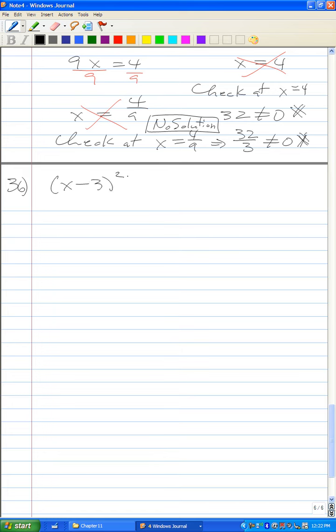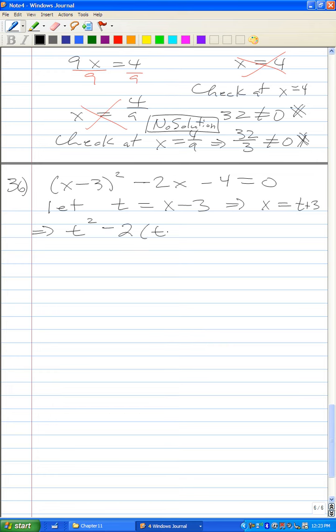(x - 3)^2 - 2x - 4 = 0. So in this case, actually, I am going to use a substitution for this one. So let t equal x minus 3, which means that x equals t plus 3. And so I get here x minus 3 is just t, and x is just t plus 3. And so in terms of the new variable, I get the following equation.